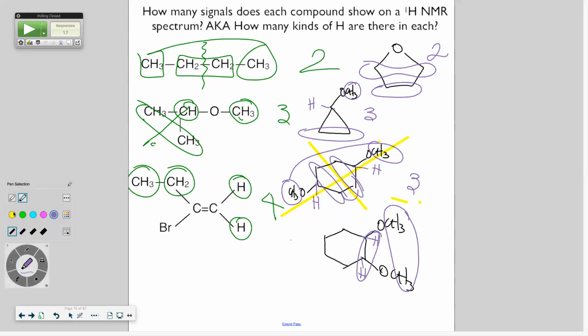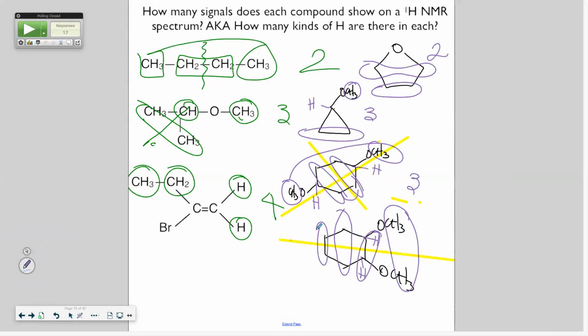Okay, do you see that there is symmetry through here? Everybody agree with that? Okay, so because of that, these two are the same and these two are the same. Are these two and these two the same? No, they're different. Okay, so you see how there's 4. So if you had an NMR of this compound and an NMR of that compound, you could figure out which one was which, only by counting the number of segments.